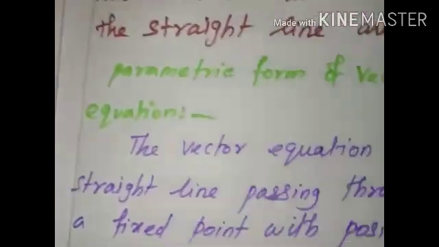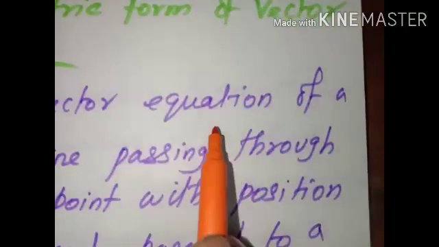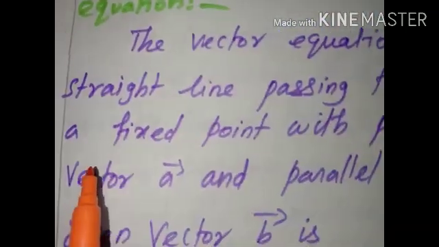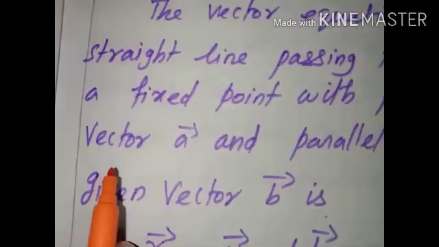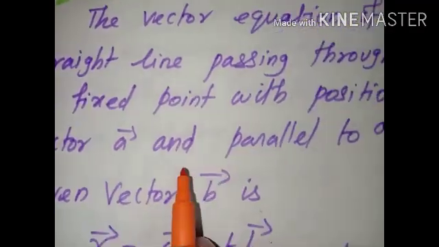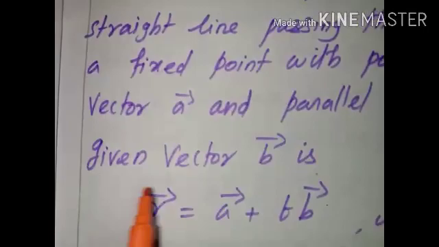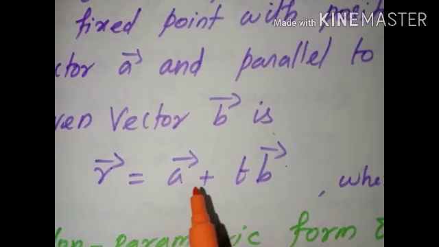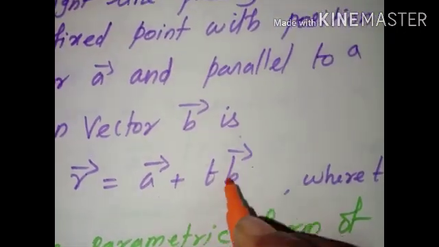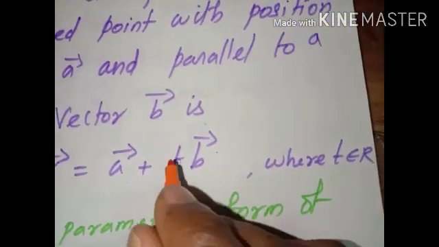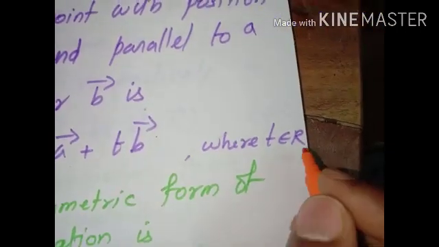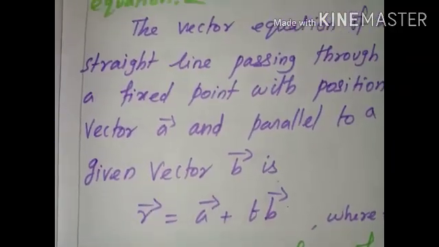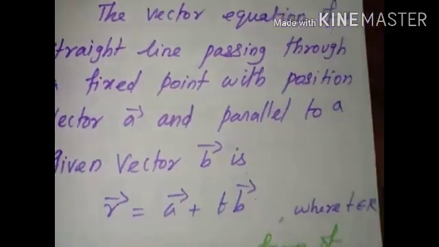The definition: the vector equation of a straight line passing through a fixed point with position vector a vector and parallel to a given vector b vector is r vector equal to a vector plus t b vector, where t belongs to R, meaning t is a real number. Here a is a position vector and b is a vector.